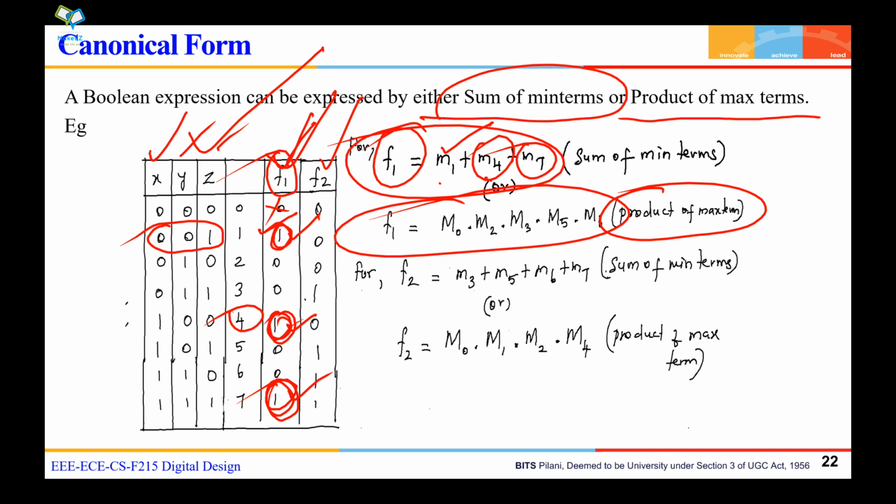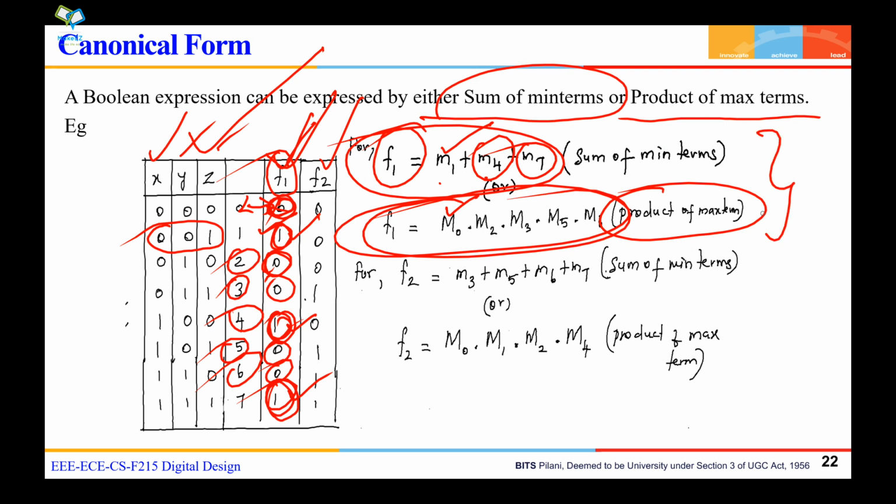When you see the product of max terms, you look at the terms which are 0 here. Here you have 0, here you have 0, here you have 0, here you have 0, here you have 0. Right? Now see the corresponding max term. This max term is M0, right? Capital M0. So it is M0 into M2 into M3 into M5 into M6, all capital M's.